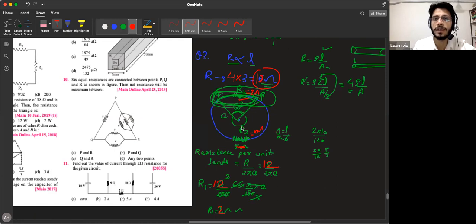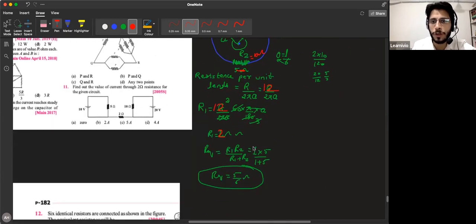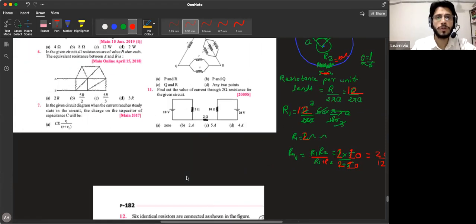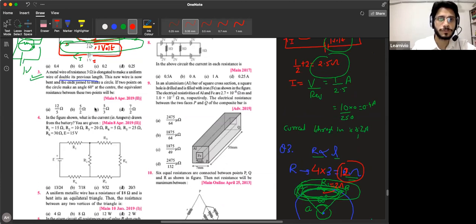So you have 2 and 10 in parallel. So it will be 2 into 10 divided by 2 plus 10. So it's 20 by 12, which is 5 by 3. So this is your R equivalent, which is 5 by 3. Clear? So this will be your R equivalent, 5 by 3 ohm. Note it down.